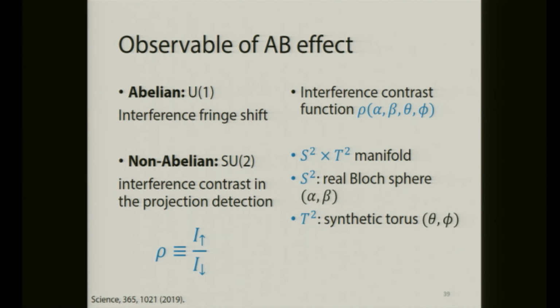In the Abelian AB effect, we can simply look at how the interference fringe shifts. But in the non-Abelian version, we define a ratio between the upward spin and downward spin. And this rho, a contrast function, is defined on the manifold S2 times T2, and is controlled by 4 parameters: alpha, beta, theta, and phi. So alpha, beta specify where you're located on the Bloch sphere, and T2 decides the synthetic gauge field, how large the synthetic gauge field is.